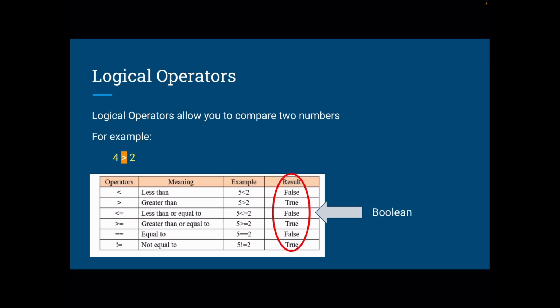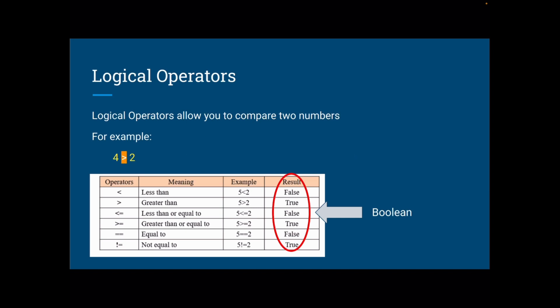The less than symbol, the greater than, which is used in algebra and everyday life. And we also have less than or equal to, greater than or equal to, that's two equal signs, and not equal to is an exclamation mark and an equal sign. There are examples in the chart that you can look at, and then the result.